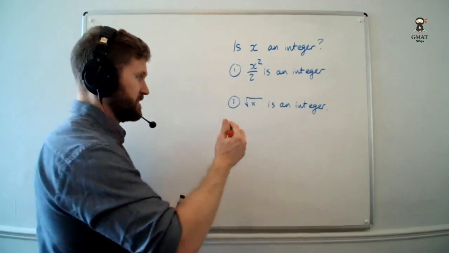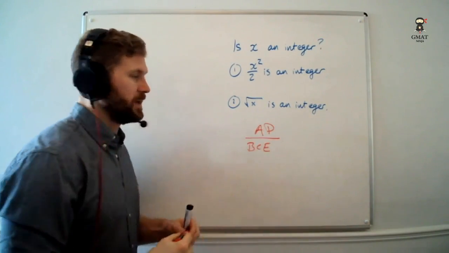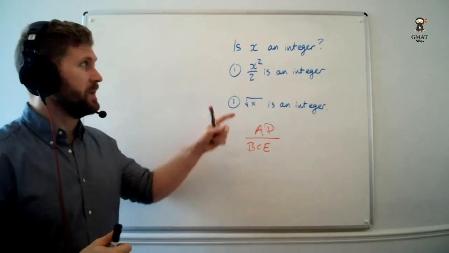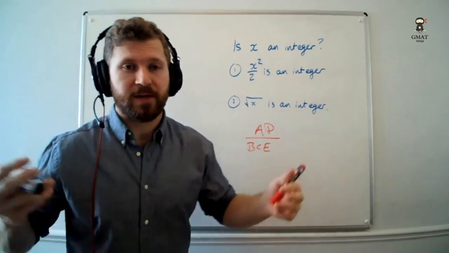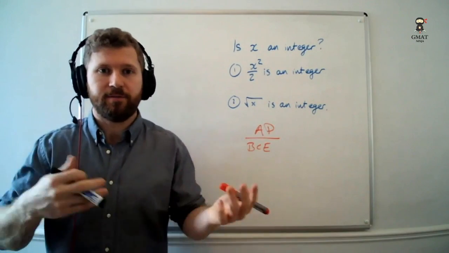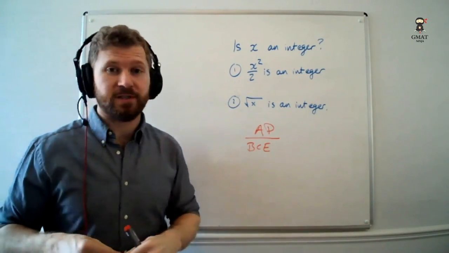So data sufficiency question, I'm going to get this AD over BCE set up, ready to go so that I can use that as we go. And I'm going to first of all take a look at the question. Is X an integer? I want to know if this number is a whole number or not. Can I tell?